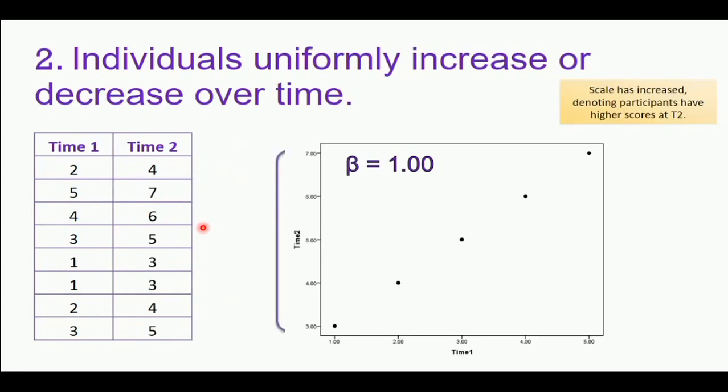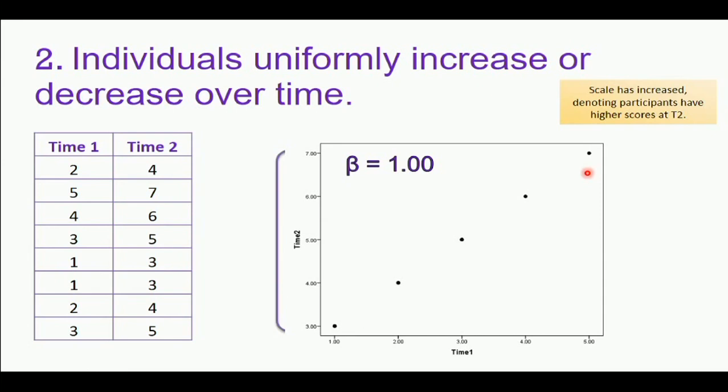Now here's a perfect correlation where the scores do change. From 2 to 4, it went up by 2. From 5 to 7, it went up by 2. From 4 to 6, so it's increased uniformly. So we're going to get the same perfect correlation there. So when you see an autoregressive coefficient, it's only telling you about the change or stability. It's not telling you whether it's going up or whether it's going down. It just tells you if they're correlated.